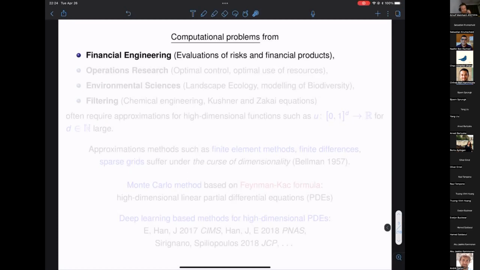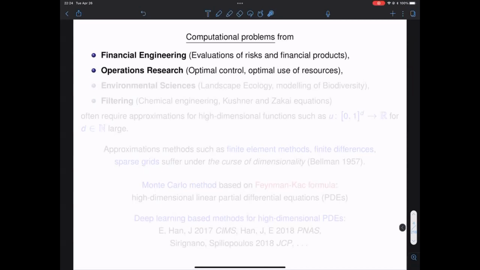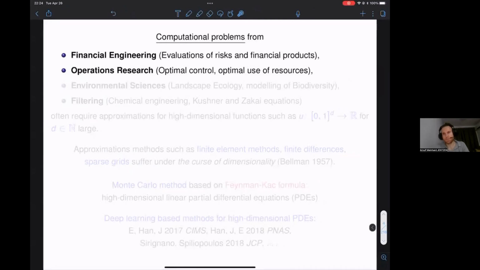Another situation where such high-dimensional approximation problems appear is in operations research, where companies intend to optimize their decisions, intend to optimize their behavior to maximize their profits or minimize their costs. Say in the situation of optimal control, stochastic optimal control problems.